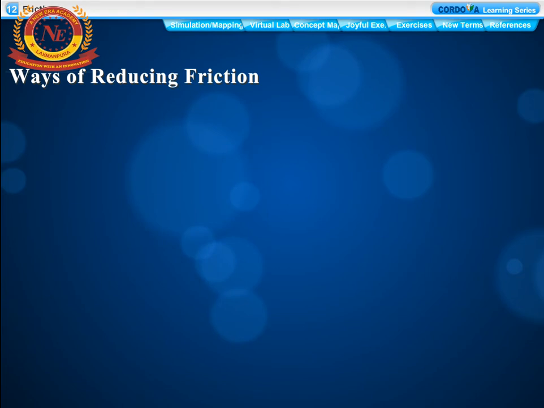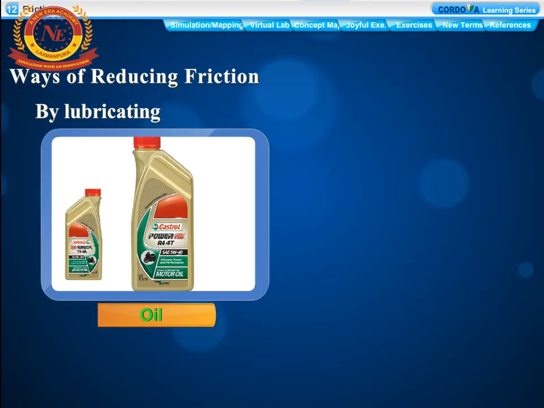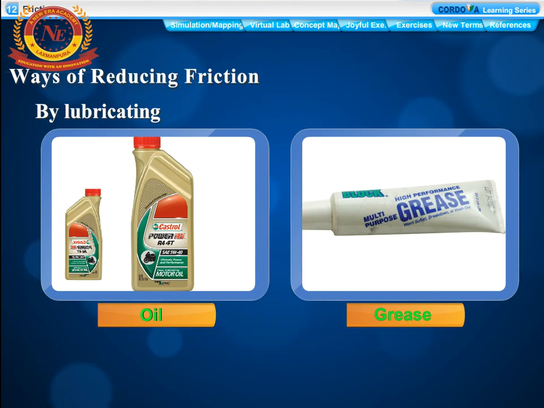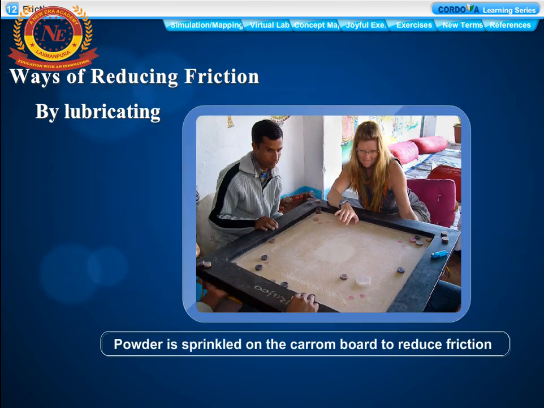Ways of reducing friction. By lubricating. By using a lubricant, for example, oil or grease, friction can be reduced. When a lubricant is applied between the moving parts of a machine, a thin layer is formed there, and moving surfaces do not directly rub each other. The substances which reduce friction are called lubricants.